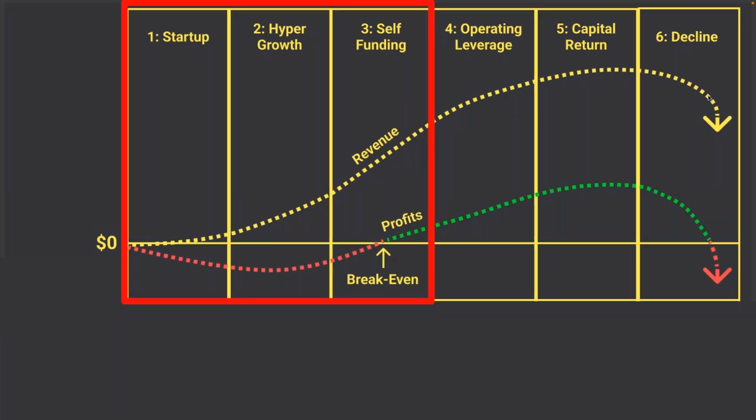Now, my talk is going to focus mostly on growth companies, and I'm specifically going to focus on those that are in stages 1, 2, and 3. Valuing businesses in these stages is often very, very challenging. So I'm going to give you some ideas for how we can do that as investors.